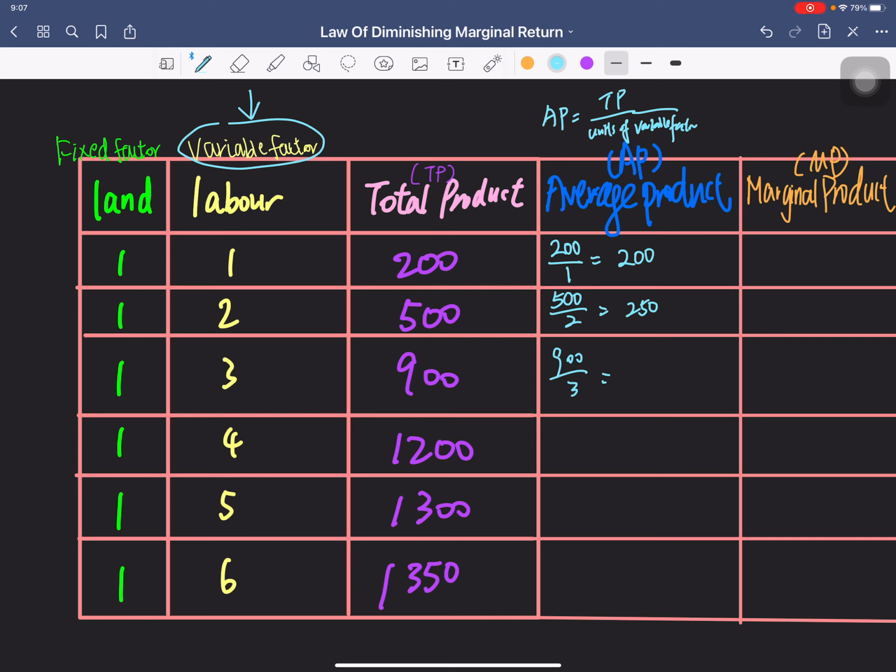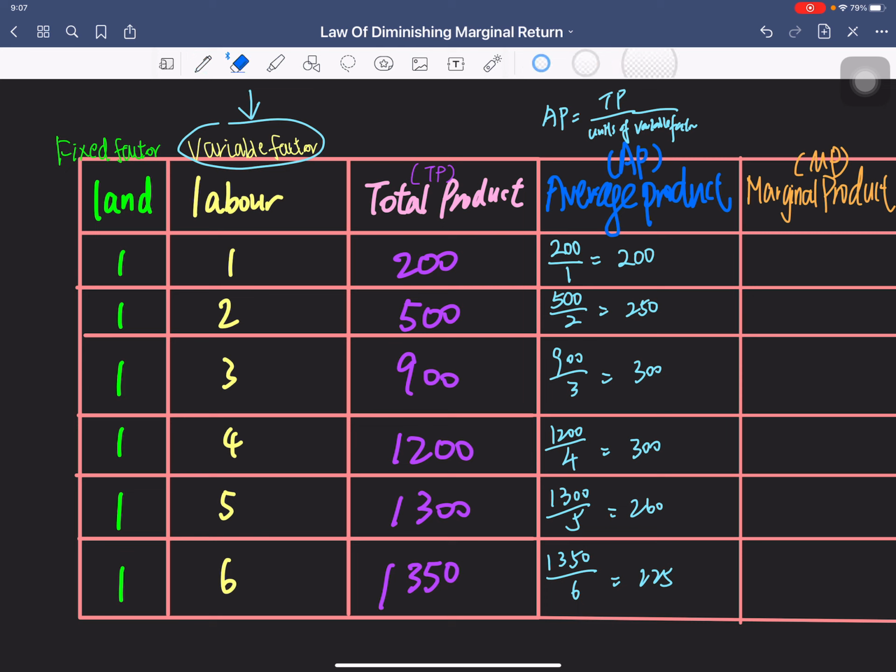900 divided by 3, that's 300. 1200 divided by 4, so it should be 300. 1300 divided by 5. If you press the calculator, you can get that this should be 260. The last one, 1350 divided by 6, it should be 225. So that's how we compute the average product.